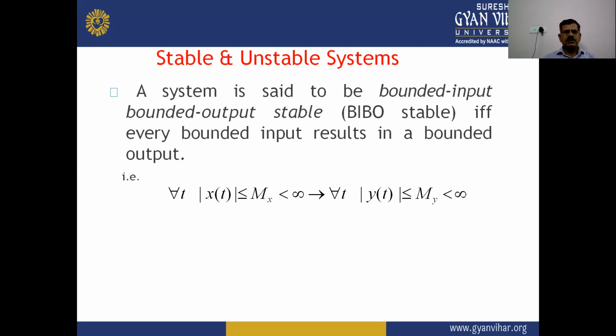Next one is the stable and unstable systems. A system is said to be bounded input, bounded output (BIBO) stable if every bounded input results in a bounded output.